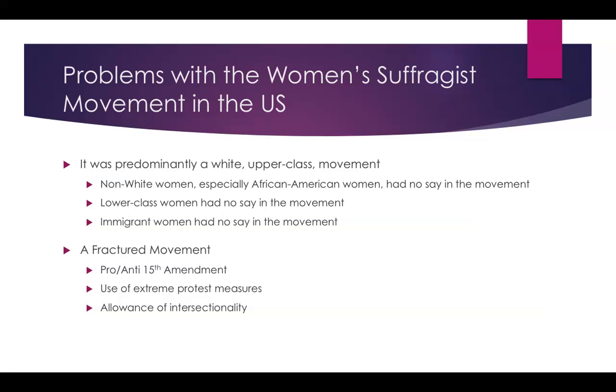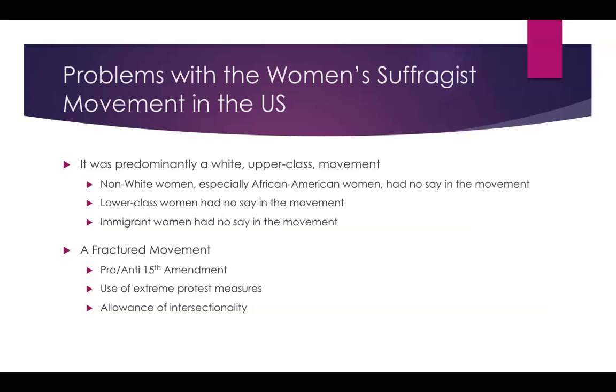So, major problems with the women's suffragist movement in the United States. The movement was predominantly a white upper-class movement. So non-white women, especially African American, had minimal say in the movement and weren't really able to voice their own opinions and wants for the movement, because a lot of the suffragists felt like they had enough just trying to get the right to vote and didn't want to take on any other issues, including race issues or class issues.